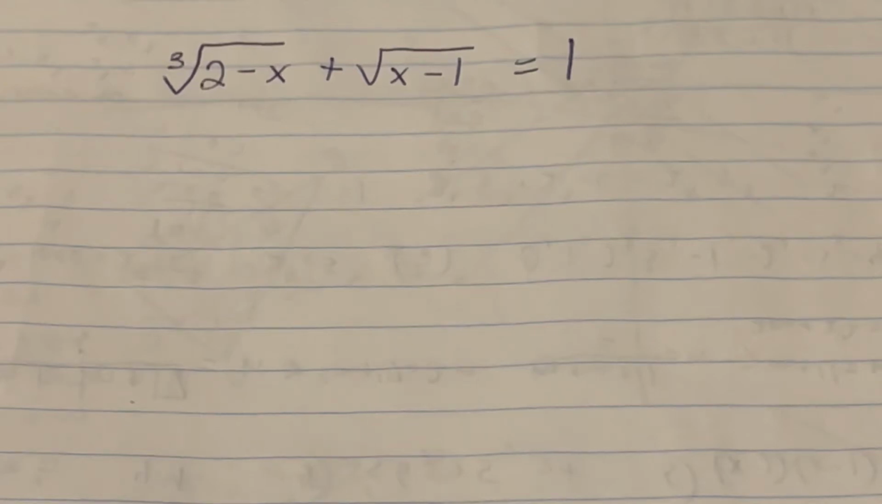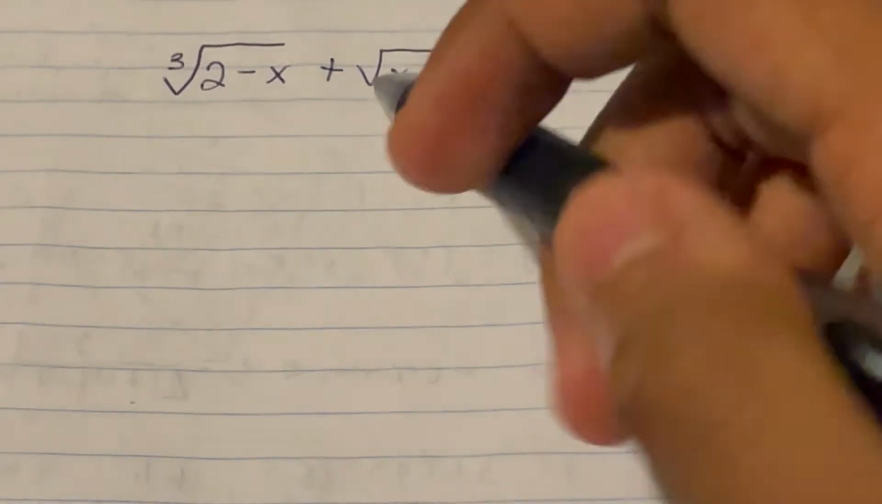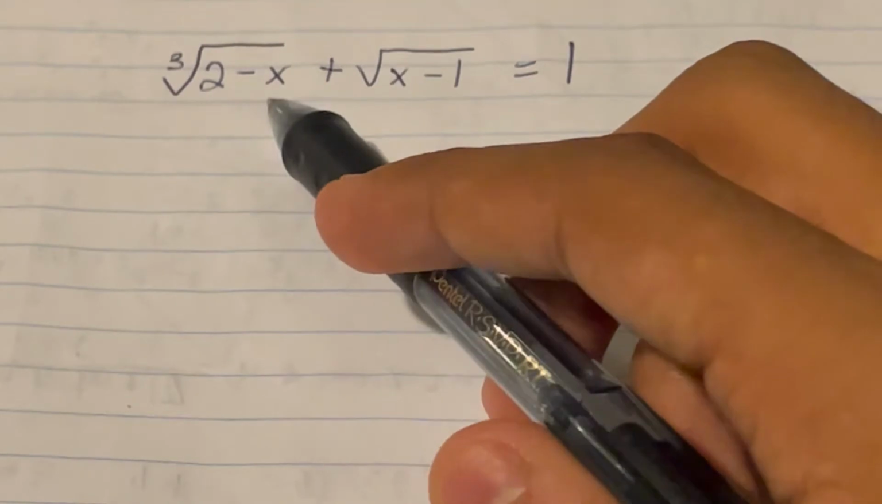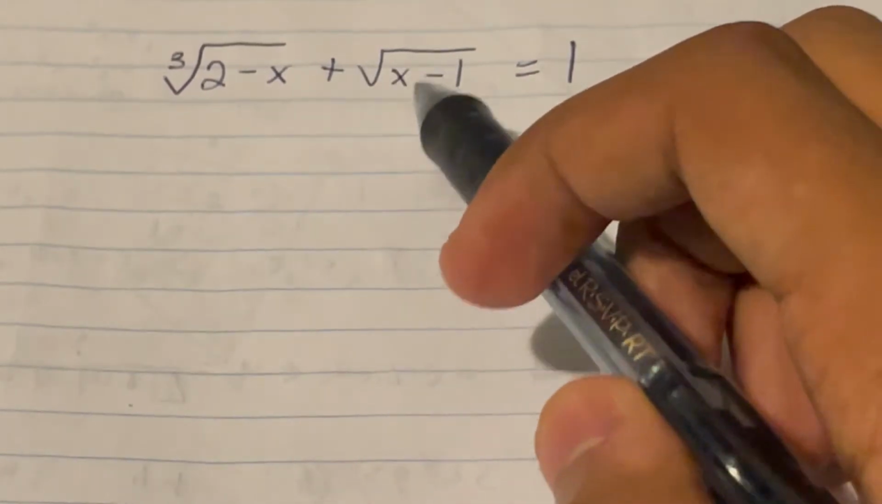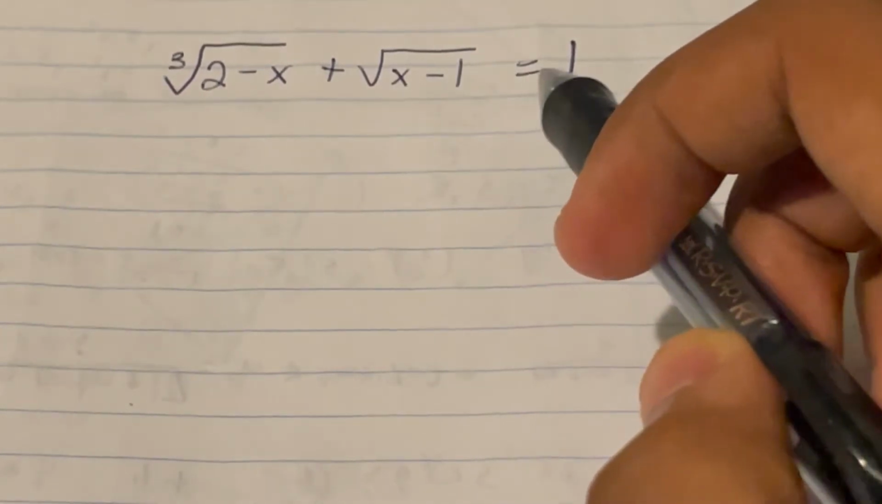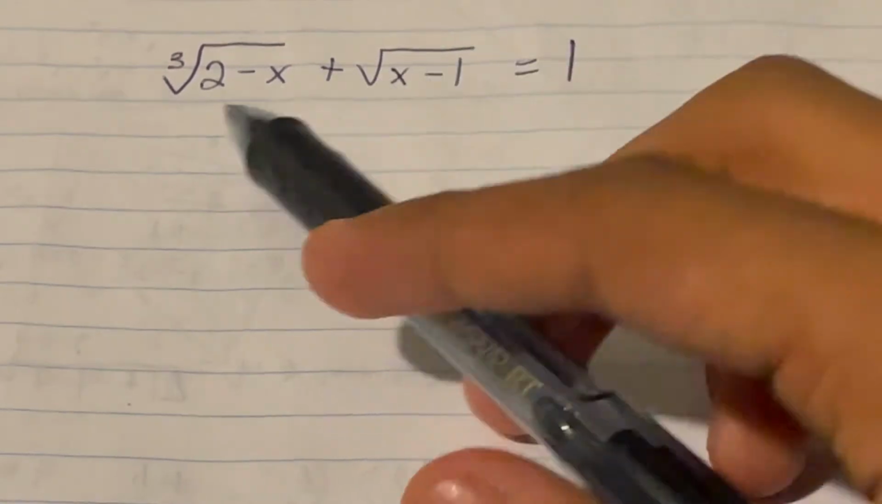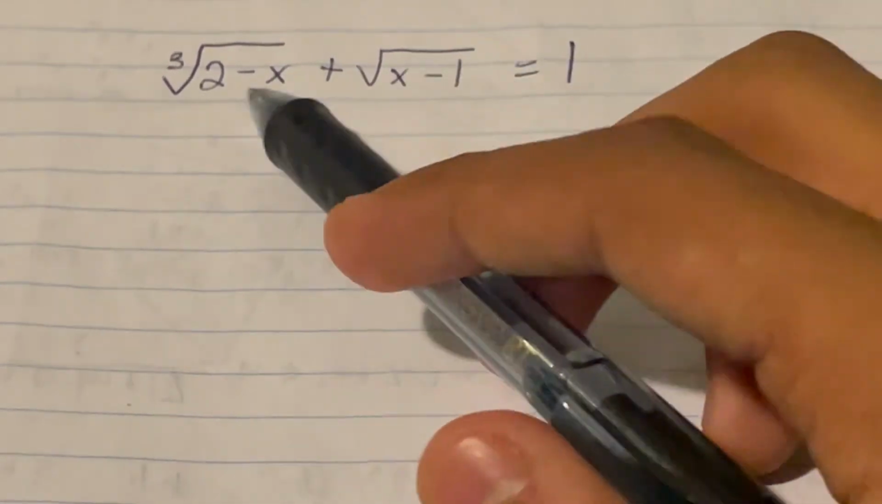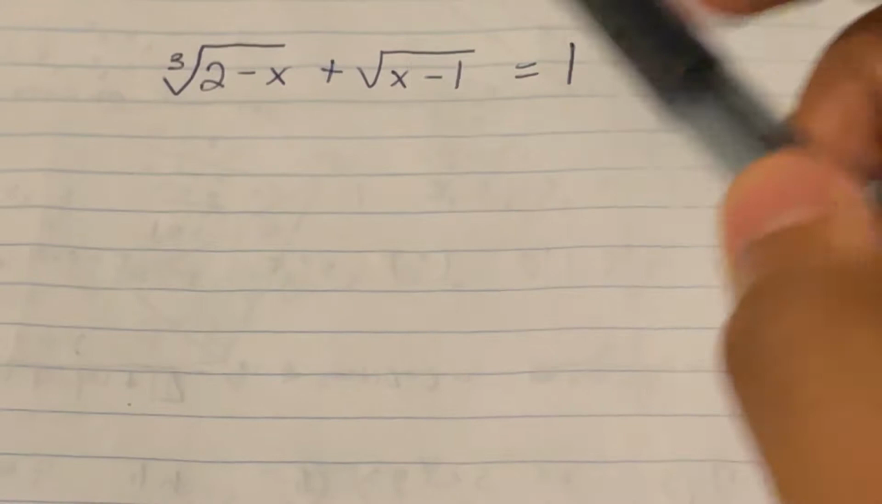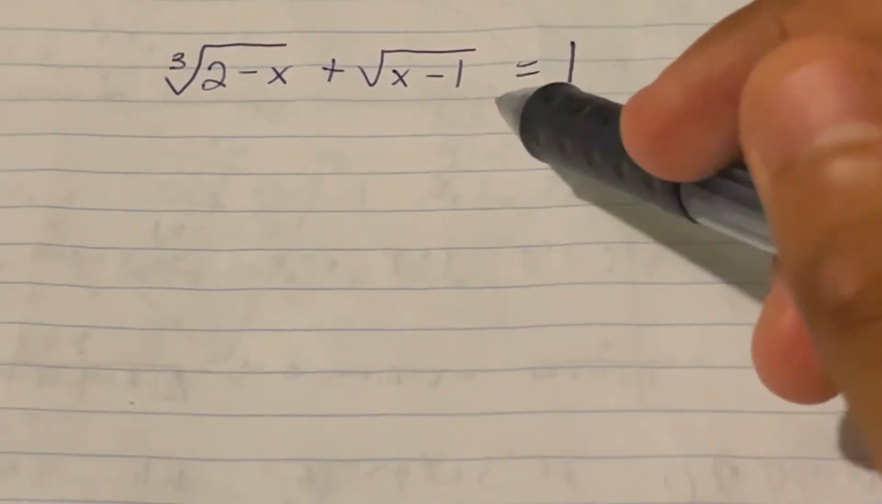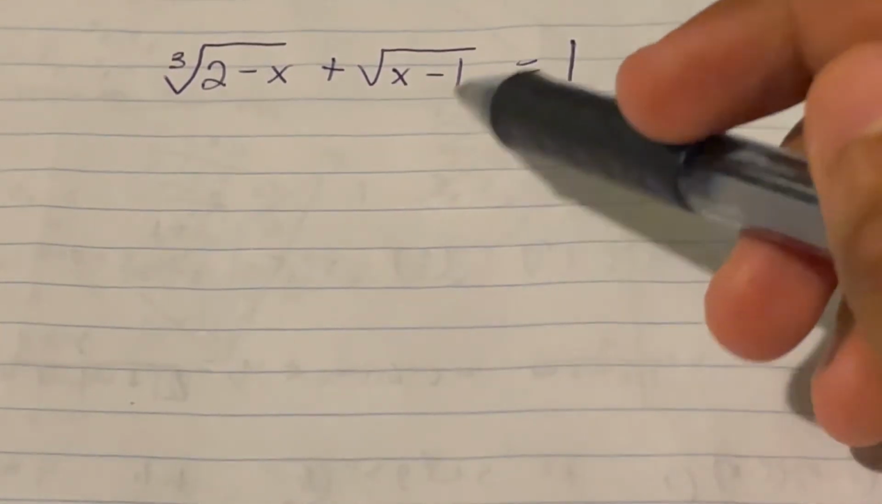In this episode of Single Variable Madness, we have to solve the cube root of 2 minus x plus the square root of x minus 1 equals 1. So when we have this single variable equation here and there are a bunch of roots and stuff, maybe the best thing to do would be to introduce new variables to clean it up a bit.